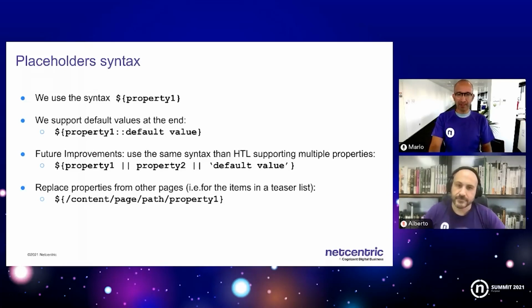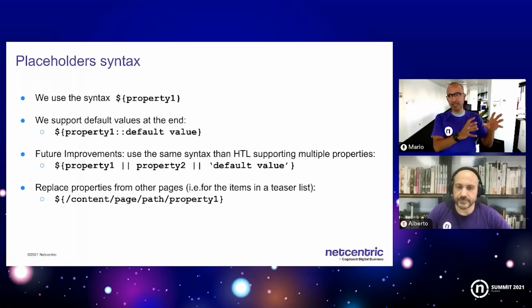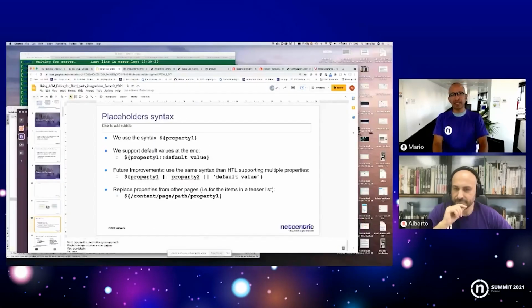Let me show you a little bit in implementing what we call a teaser list, or relying on experience fragments. For those of you who are not that familiar with experience fragments, it's a way that you can centralize the content, you can reuse the content, you can put in one place how the products will look like, and other pages can refer to that. So you can change the layout.